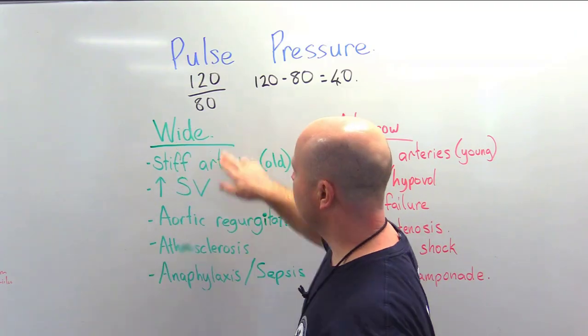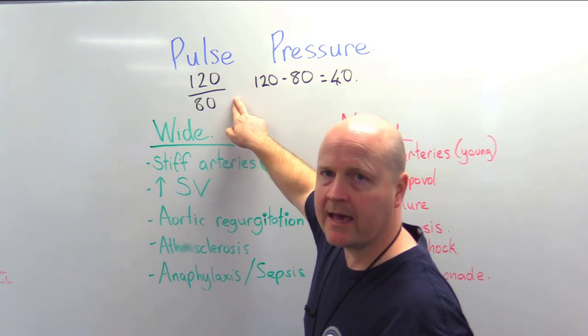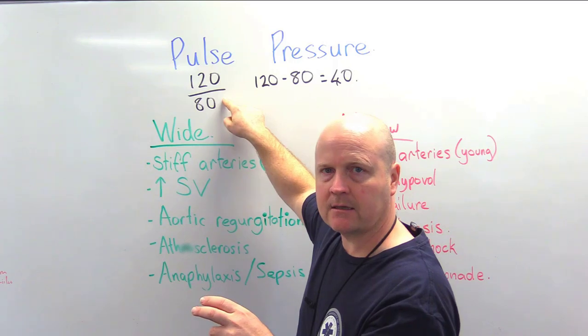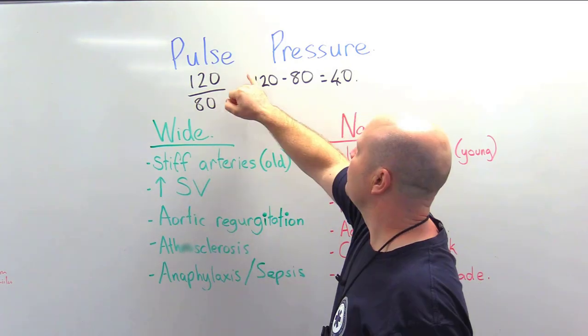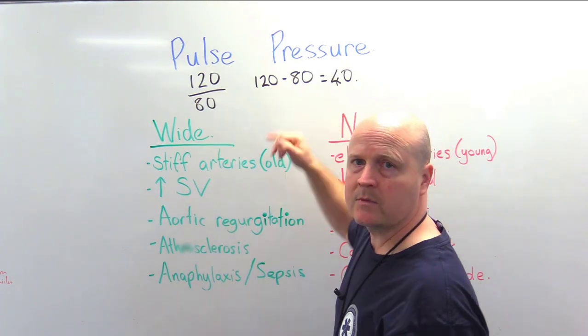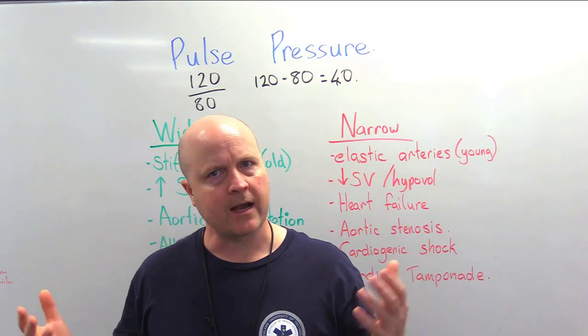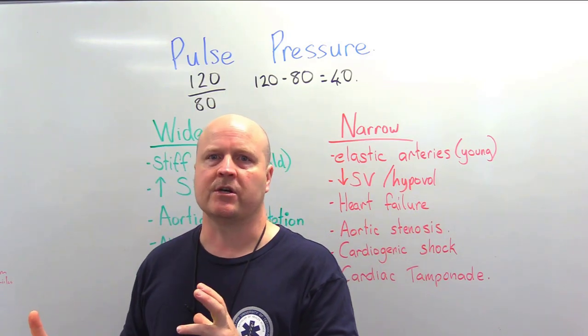Cool. If we look at a normal blood pressure, it's 120/80, 120 systolic, 80 diastolic. So our pulse pressure is 120 take away 80. So a normal pulse pressure is 30 to 40. Alright, so when we have a wide pulse pressure, what's happening?